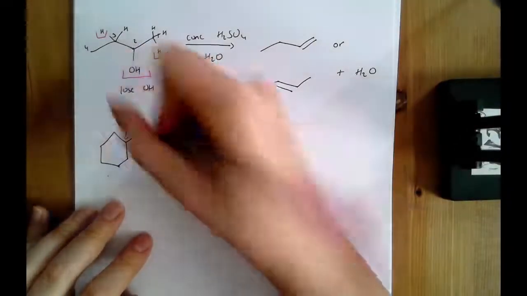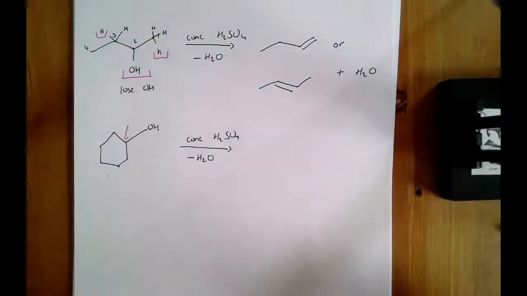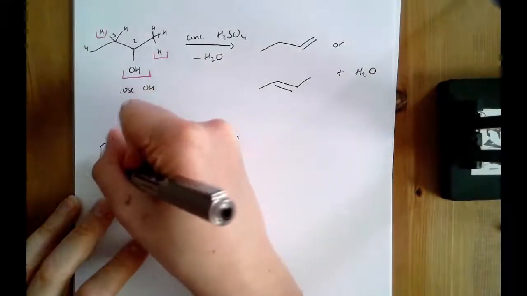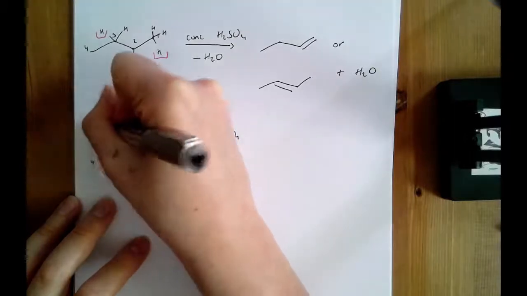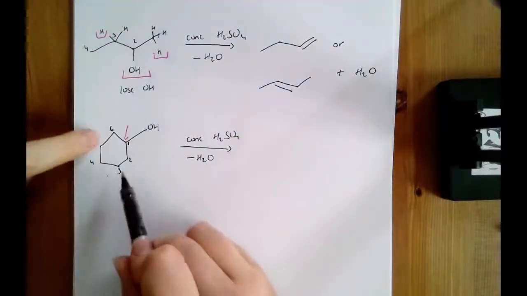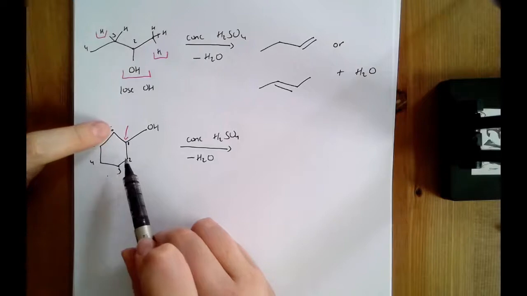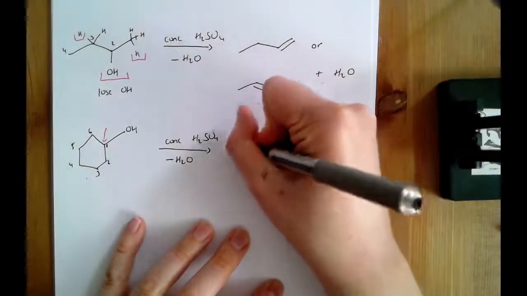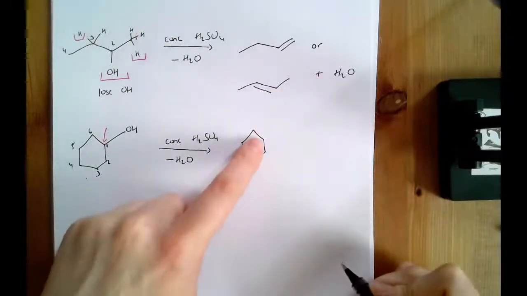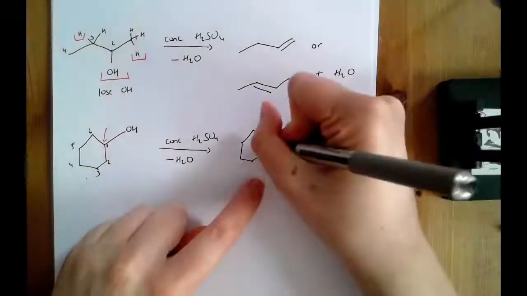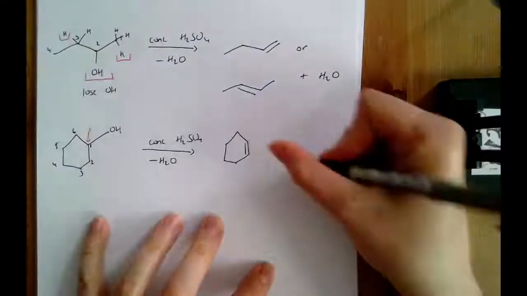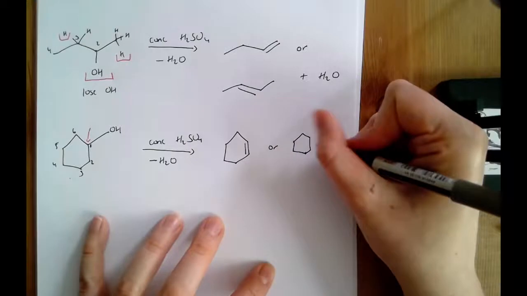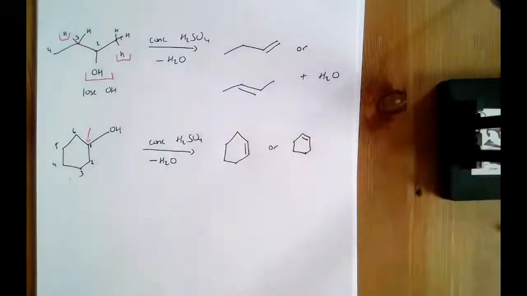It's this carbon right here that is losing the OH. I'm going to call this carbon number 1. I'm going to call this 2, 3, 4, 5, 6. So the adjacent carbons are 2 and 6. They both have hydrogens. If I lose the OH from carbon number 1 and the hydrogen from carbon number 2, I will form this product. If I lose the OH from carbon number 1 and the hydrogen from carbon number 6, I will form this product.